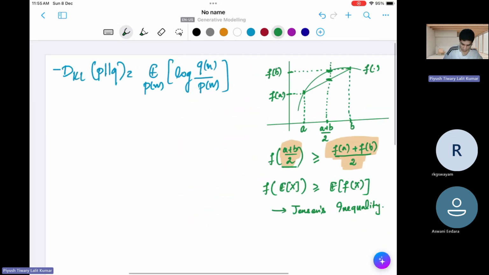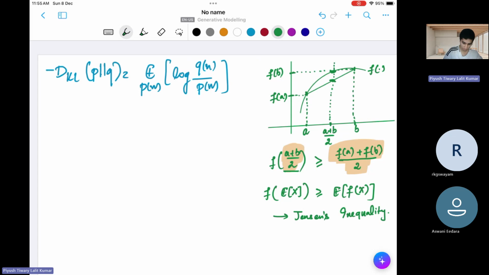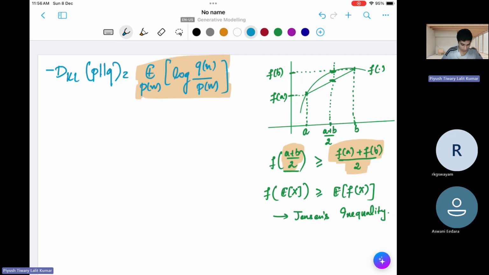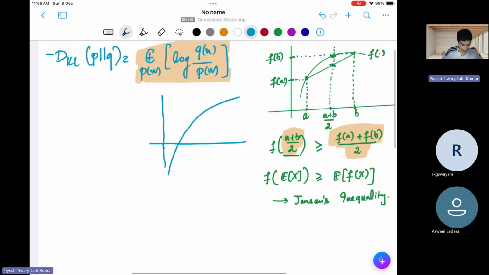So why did I do all this? Because we want to use this inequality. If you look at it here, you have the expected value of log of q(x) by p(x). The graph of the log function looks something like this, which is a concave function. Since Jensen's inequality applies to concave functions, we are going to apply it here in our context.